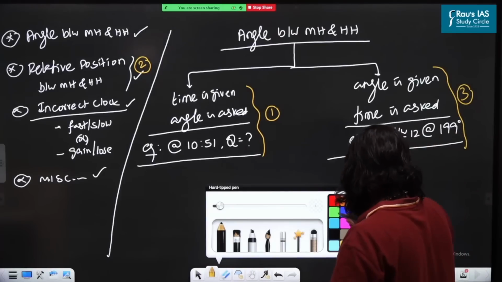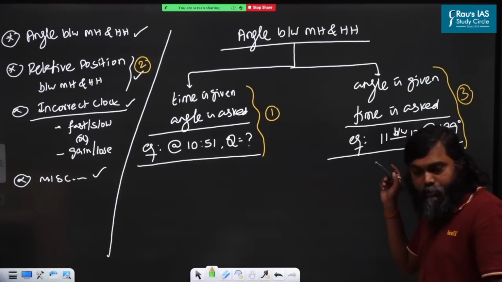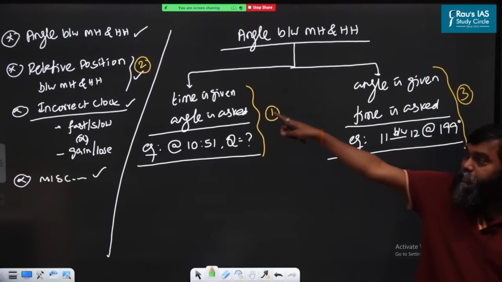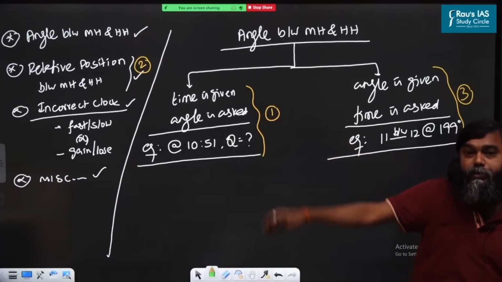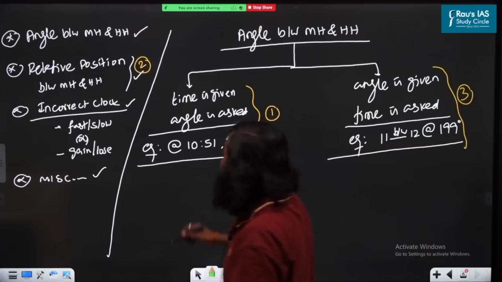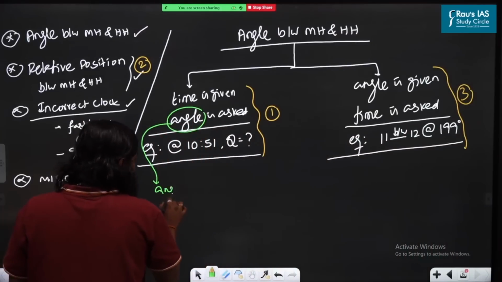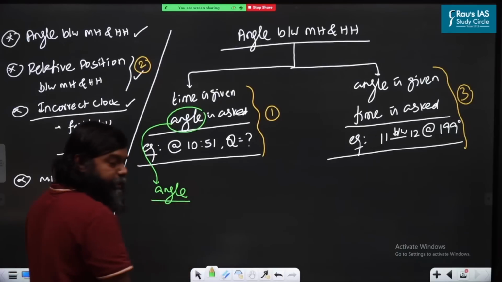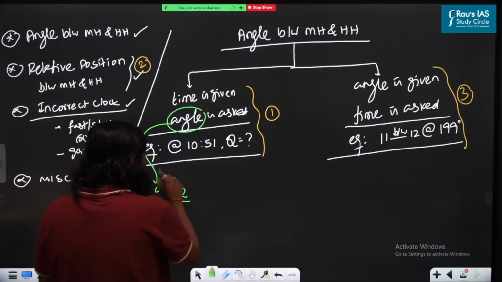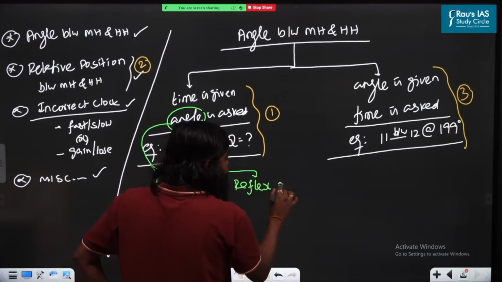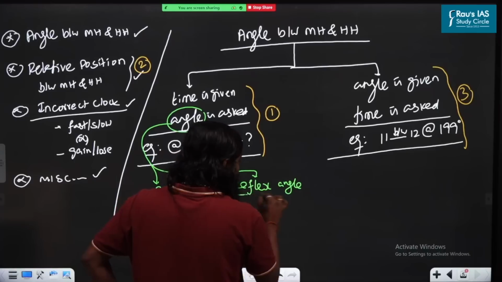Now listen. Because I dictated this question, somebody said 2 answers, somebody said no time slot answer, somebody will say 1 answer. Sir, how do we know? That we will teach. Angle means generally they will ask in 2 ways. Simply find the angle between minute hand and hour hand, or they will ask find the reflex angle between minute hand and hour hand.